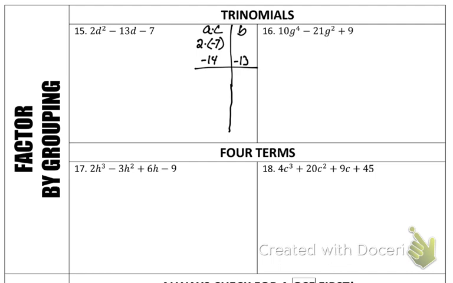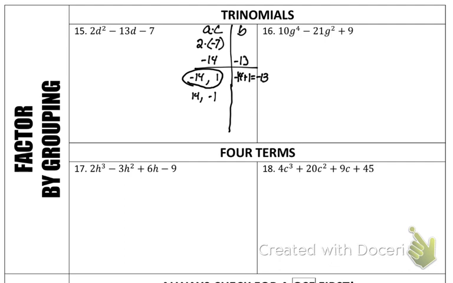14 and 1. Yeah. Now we've got to make sure we do the right ones. So either it's going to be a negative 14 and a positive 1, or a positive 14 and a negative 1. Well, it must be the first one, because negative 14 plus 1 is going to equal negative 13. So we have negative 14 and 1. Now, the whole idea of this is I just need to split that middle one apart. So instead of negative 13d, I'm going to write it as negative 14d plus 1d.